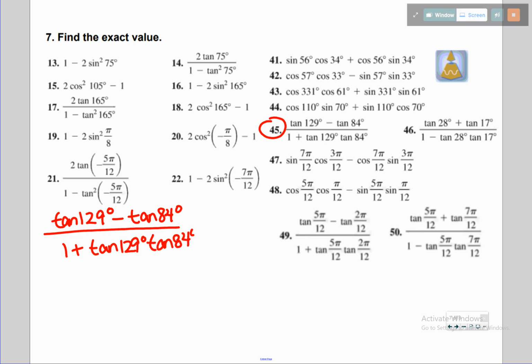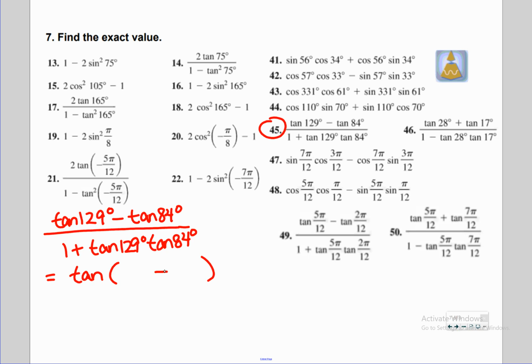Again, it might be tempting, depending on what angles you're given here, to want to evaluate each piece. Don't do that. What you have here is one of your identities. Find it on your sheet. Tangent minus tangent over 1 plus tangent times tangent. What identity is this? It's sum and difference for tangent. Is it addition or subtraction? It's the tangent difference: tangent of u minus v. Everybody see that?